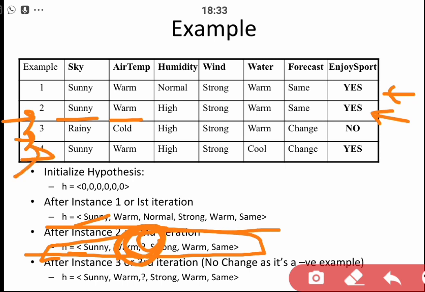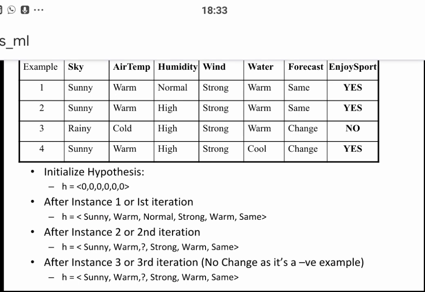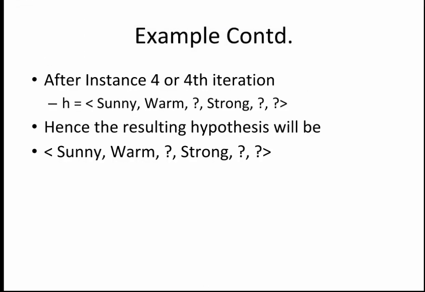For the fourth training instance, you will again compare with your training instance hypothesis. Sunny is matching with sunny, warm is matching with warm, that means it will remain the same in your hypothesis. Now this humidity has turned to a question mark, we need not consider it again. For strong and strong, it will remain the same. For cool and warm, it could be any value, so it will be turned to a question mark again. And for change and same, it is also a question mark. So after reading all the instances, the final value of the hypothesis that we are going to get is this one.